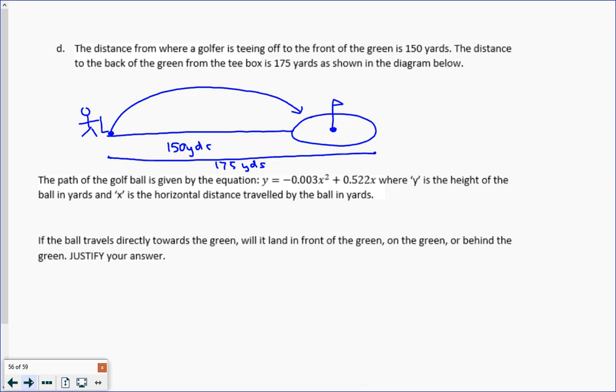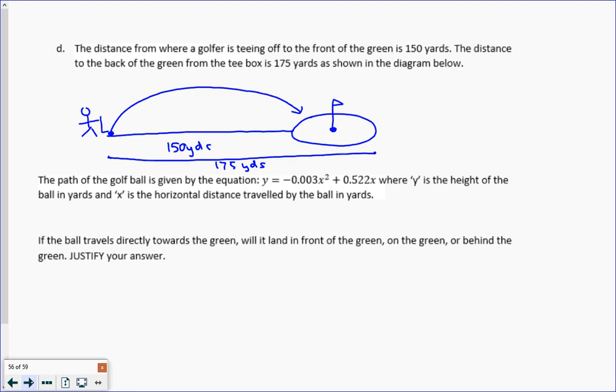Okay, the distance from when a golfer, so again, sticking with the same theme of golf, the distance from when a golfer is teeing off to the front of the green is 150 yards. The distance to the back of the green from the tee box is 175 yards. Now, excuse my terrible picture. They do have graphic artists, and it was a beautiful picture on the diploma, and it was much clearer than that, but hopefully you get the gist of that.